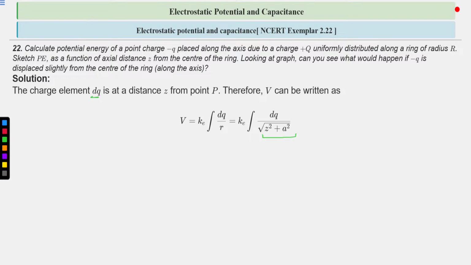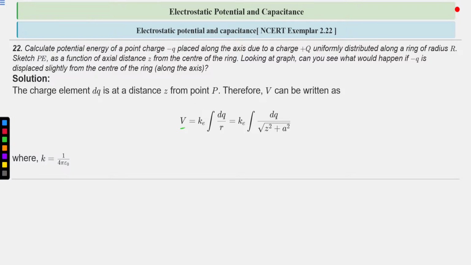So this R is the distance of point P from the element dq. That distance R is the square root of Z square plus A square, where A is the radius of the ring, and K is 1 by 4 pi epsilon naught. So how did it come? Potential is KQ by R.